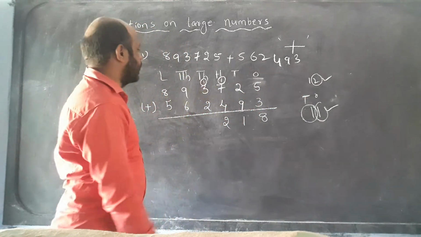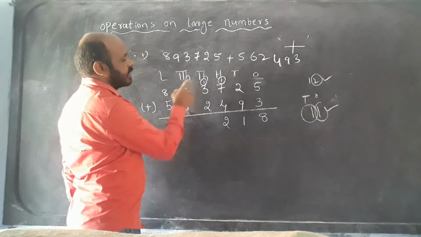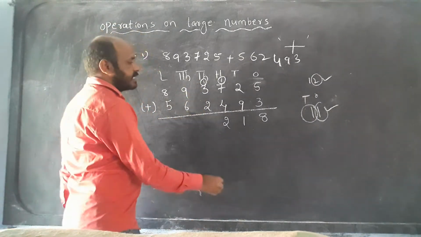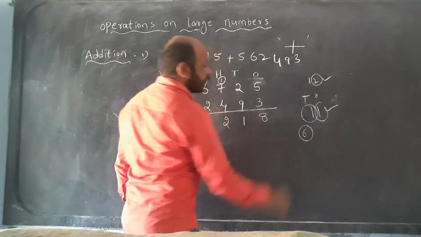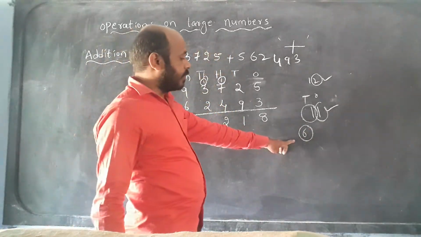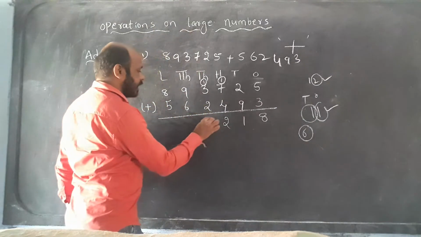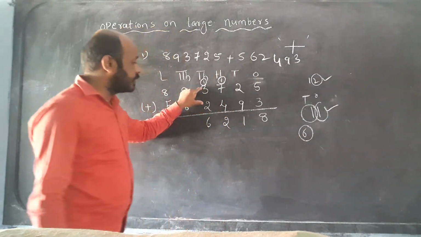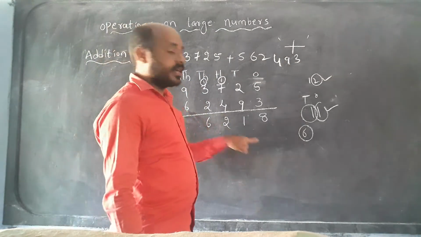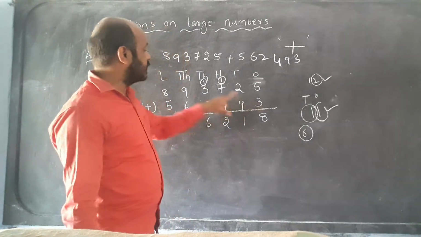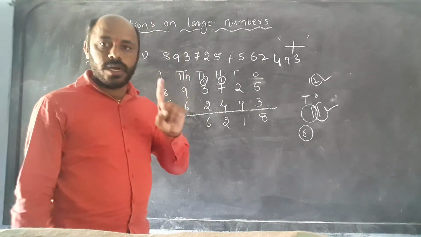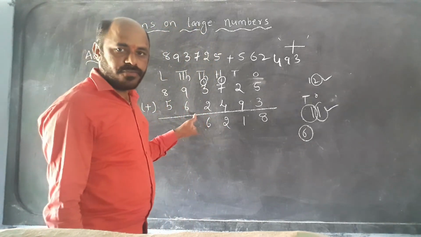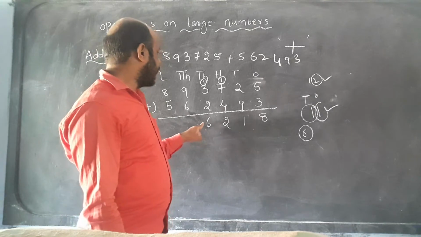Next, 1 carry plus 1 is 2, then plus 2 is 4, and 4 plus 2 is 6. 6 is only a 1-digit number, so we can write it directly here. Whenever we add and get 2 digits, 1 digit is written down and the second digit goes to the carry forward. If it is only 1 digit, we can write it directly here.